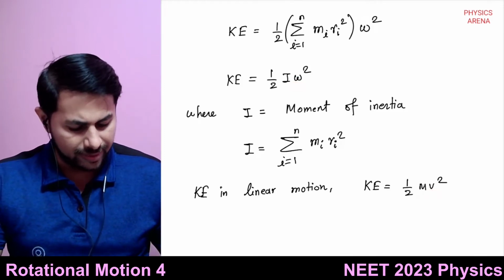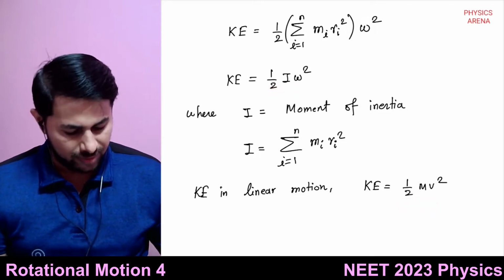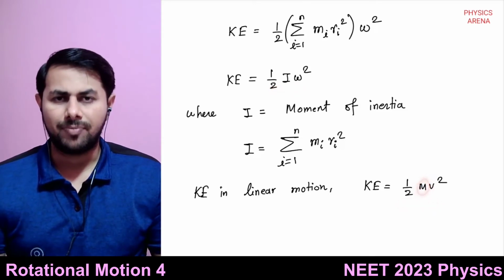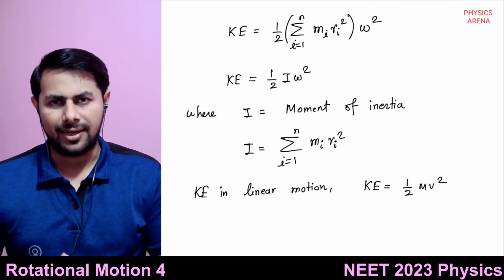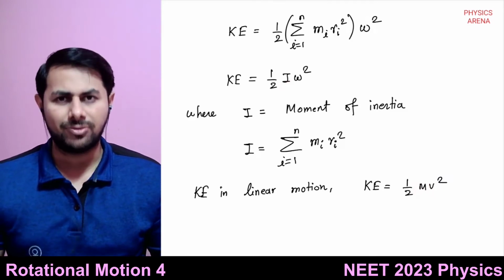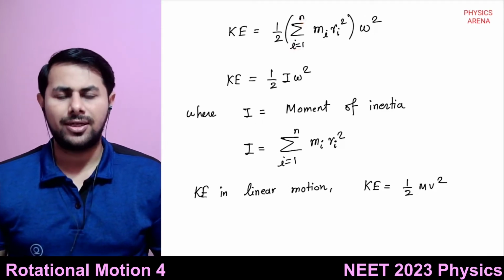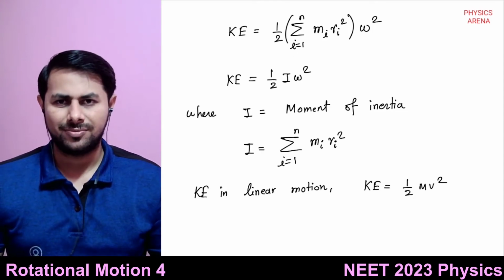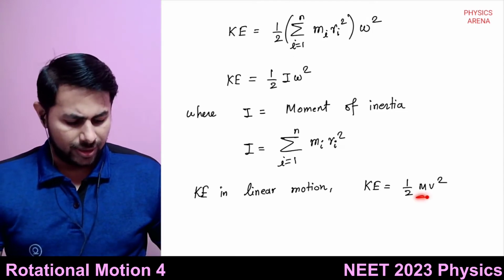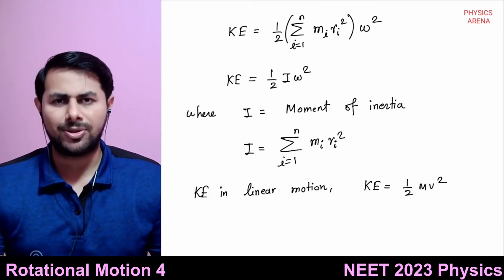right? Then comparing these two equations, we get a hint that the analogous quantity of mass in rotational motion is this term I, which is summation of mi ri square. Okay, i goes from 1 to n, and it is known as the moment of inertia. The moment of inertia. Okay, so in linear motion, what is the measure of inertia of a body?